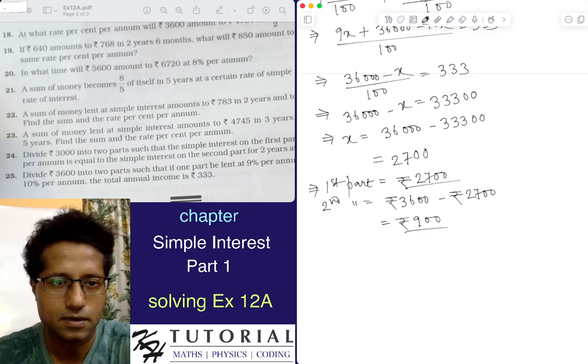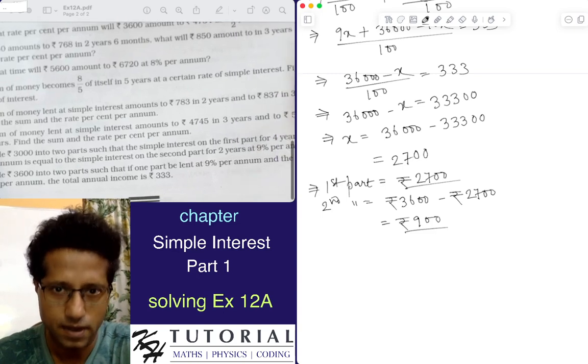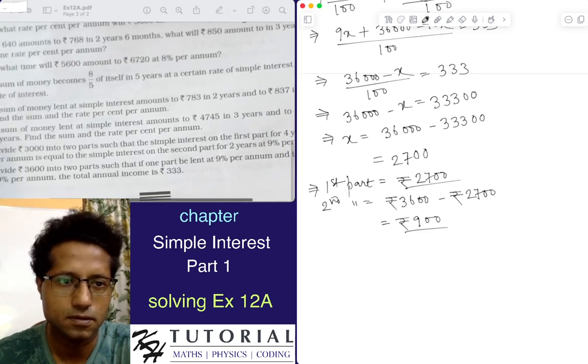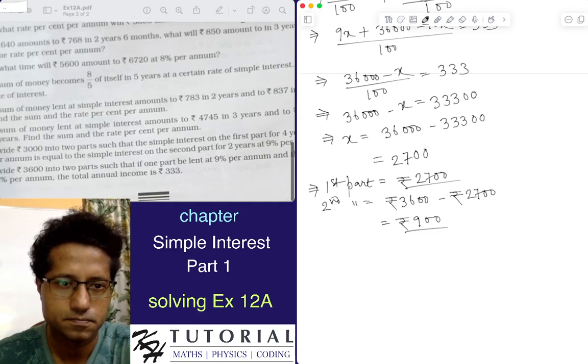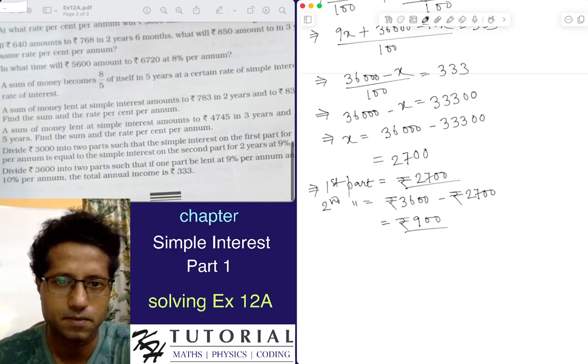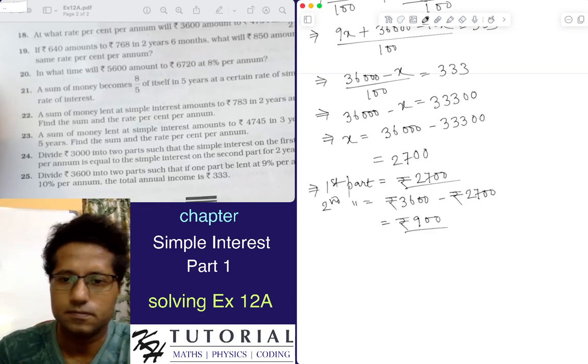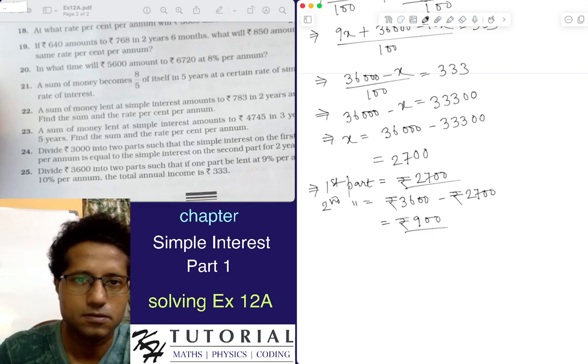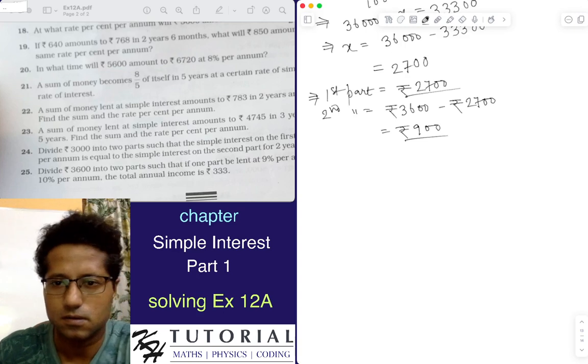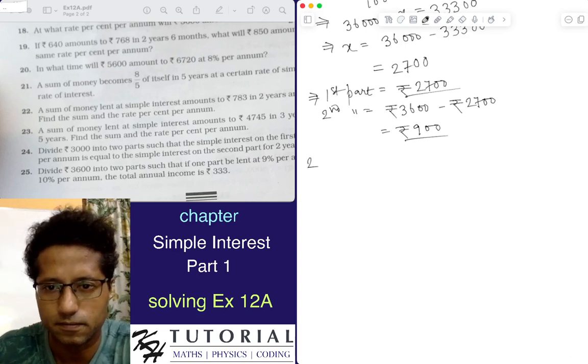Question number 23, a sum of money lent at simple interest amounts to rupees this in 3 years and to this in 5 years. Find the sum and the rate percent per annum. Okay, let's do question number 23.